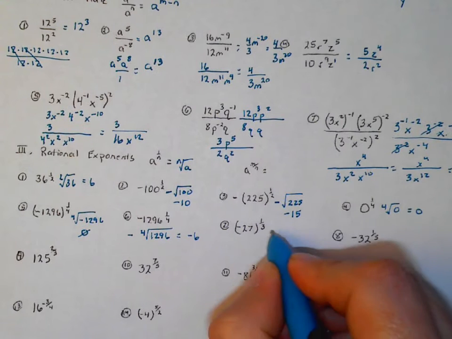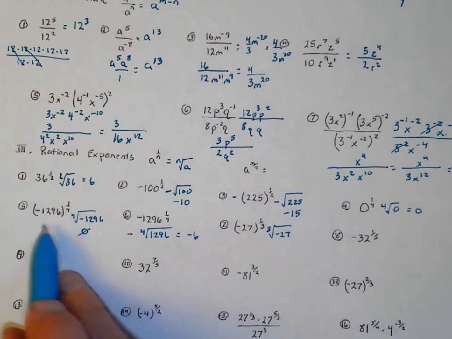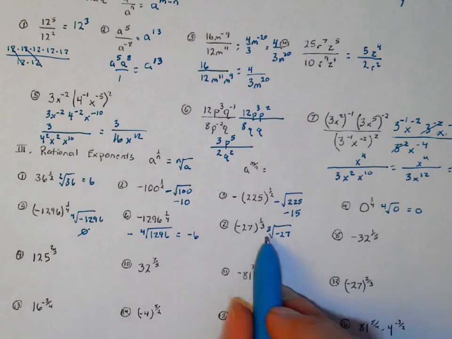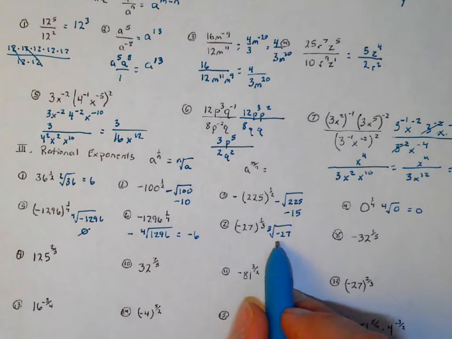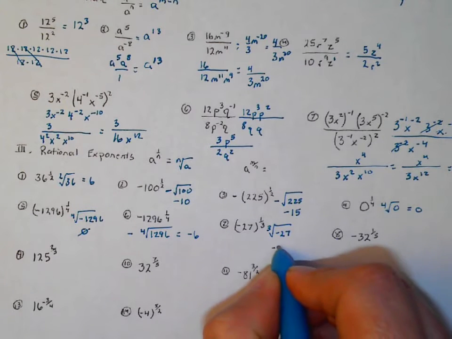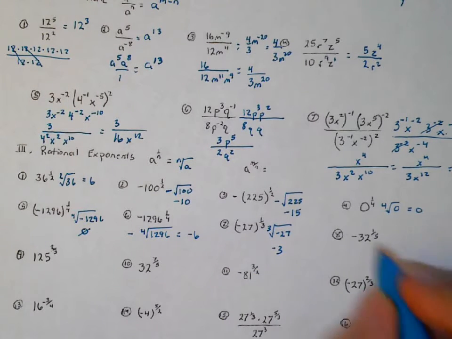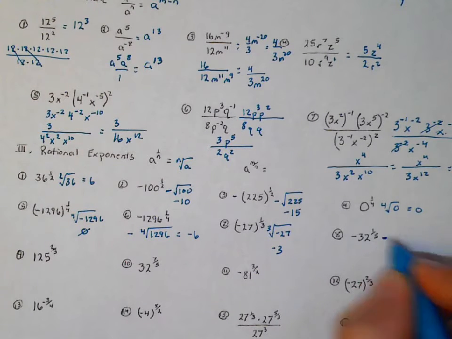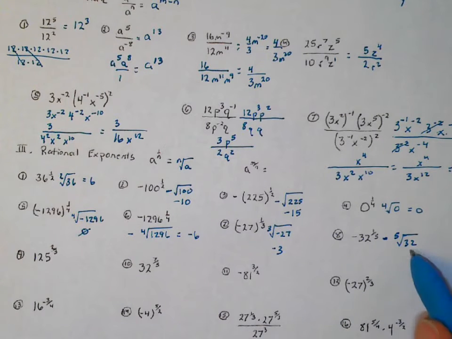This one here, this would be the cubed root of negative 27. Now we couldn't take a fourth root of a negative, but we can take the third root because a negative times a negative times a negative would be a negative. Okay, so the answer would be negative 3. Okay, this would be the negative outside, and then the fifth root of 32. The fifth root of 32 is 2, so we'd have negative 2.